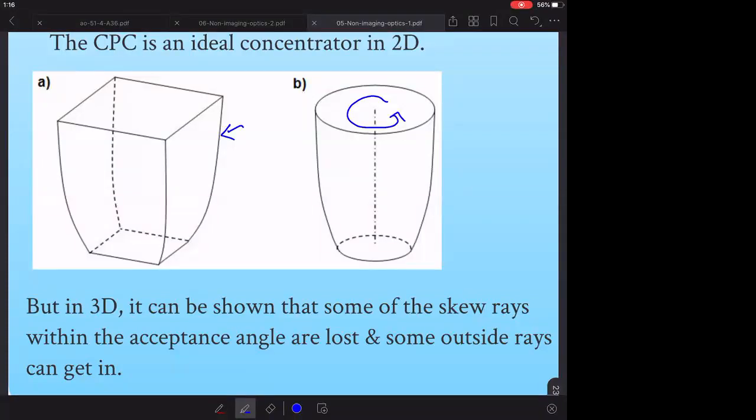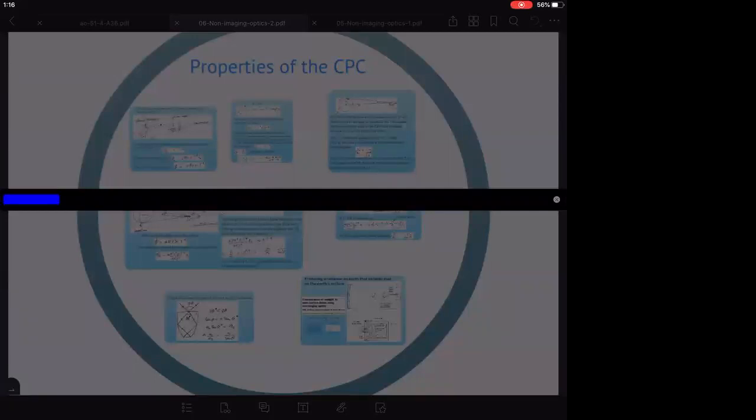except in the next part 2. So we're going to start part 2. We'll talk a little more about the properties of the CPC. Any questions so far?